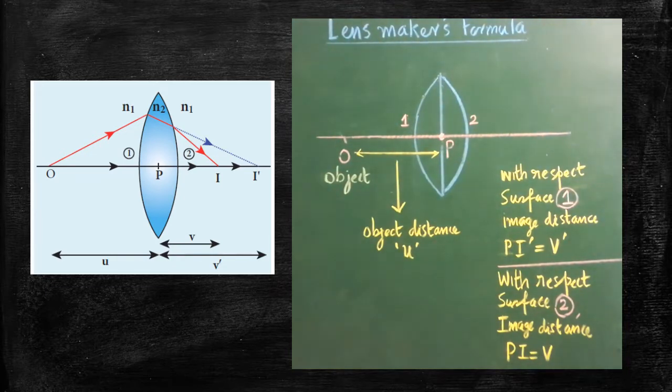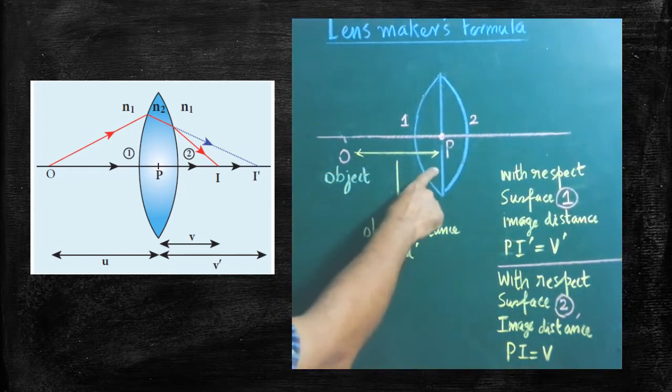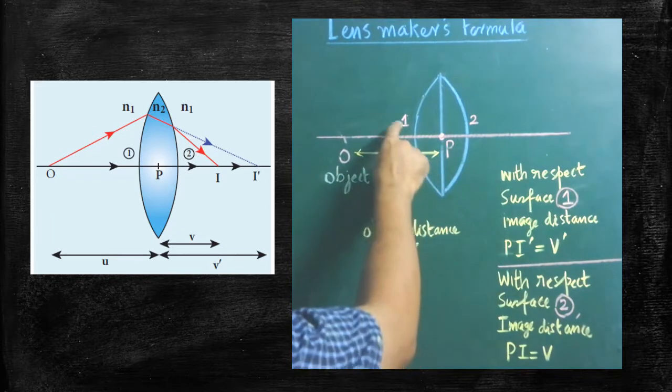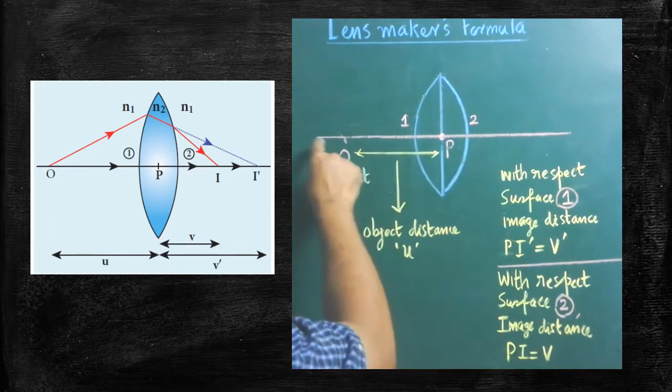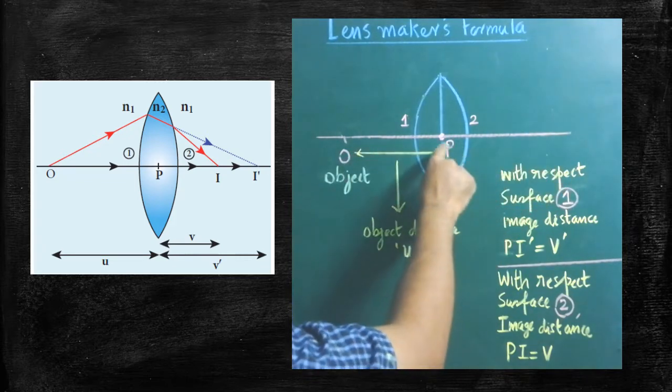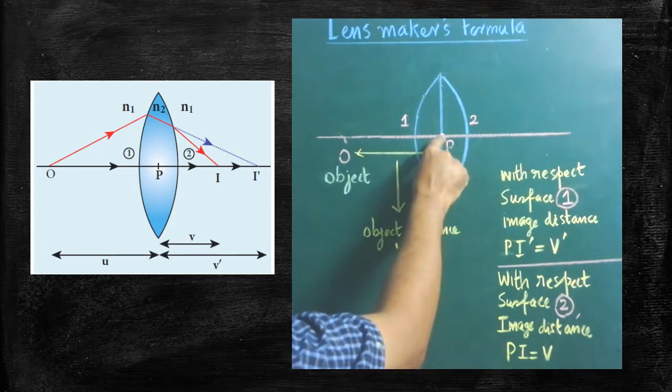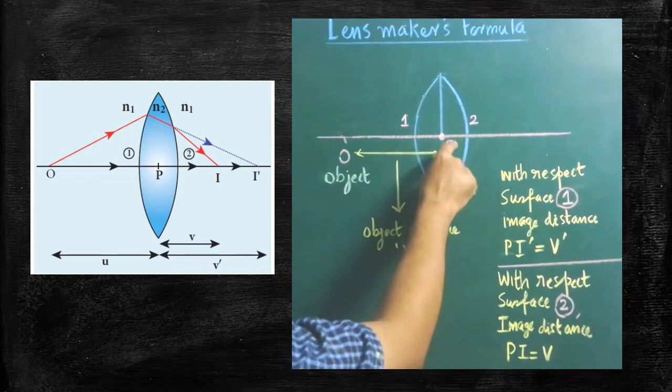Here, look at the diagram. First, we have to draw the ray diagram. You should know how to draw the ray diagram. I have drawn one thin lens here. In the thin lens, two curved surfaces are there, 1 and 2. Here I have drawn the principal axis. This is the geometrical center of the lens, that is called the pole.